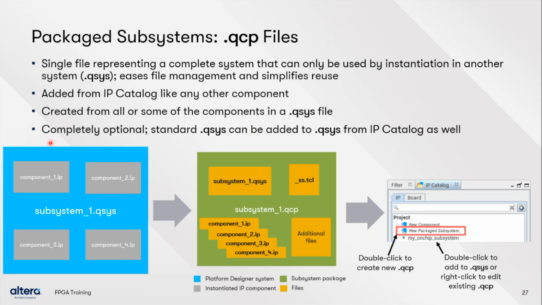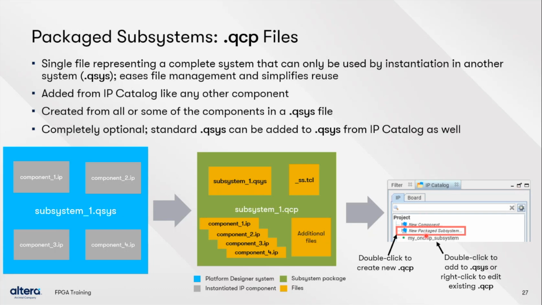And the use of QCP files is completely optional. So you can still see other .qsys files in your IP catalog and add them to your system the way that you could previously. So you don't have to use package subsystems. But using a single package subsystem file, a .qcp, is going to be really handy for file management, for revision control. You can put a .qcp file up in a corporate library for people to access. Lots of different ways that you can use this and have to worry about only a single file.